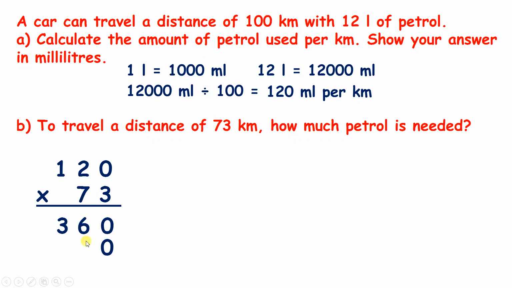So 0 times 7 is 0, 2 times 7 is 14, and 1 times 7 is 7, plus 1 is 8. Now if we add those together, we have 0, 6, 7, 8. So we need 8,760 millilitres of petrol to travel 73 kilometres.